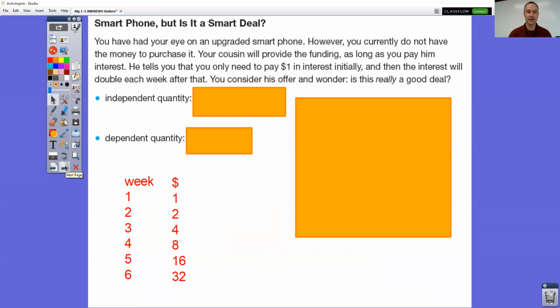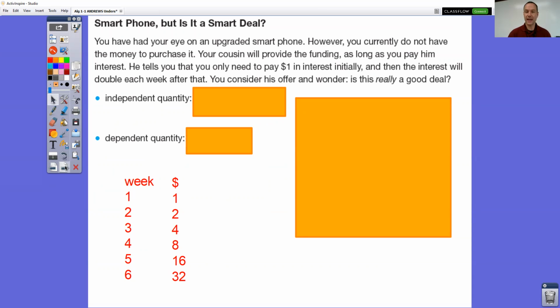Smartphone, but is it a smart deal? You've had your eye on an upgraded smartphone, however, you currently do not have the money to purchase it. Your cousin will provide the funding as long as you pay him interest. He tells you that you only need $1 in interest initially, and then the interest will double each week after that. You consider his offer and wonder, is this really a good deal?